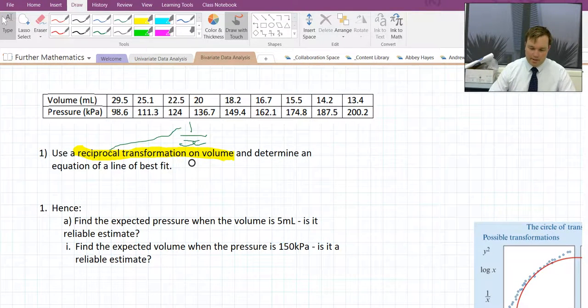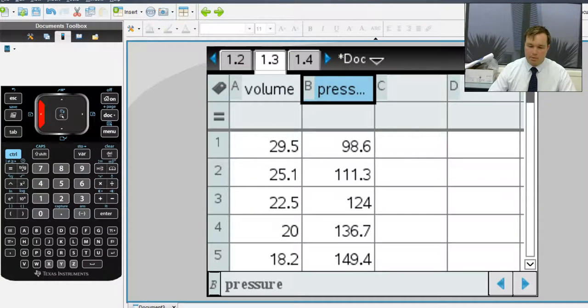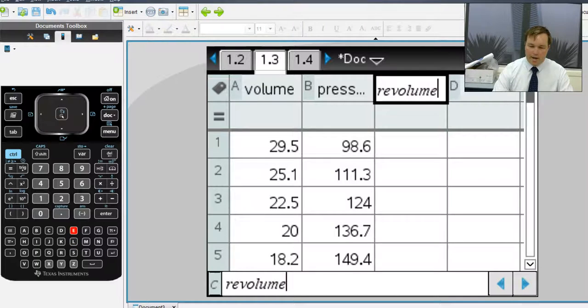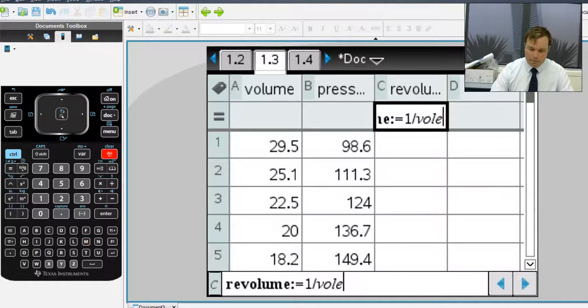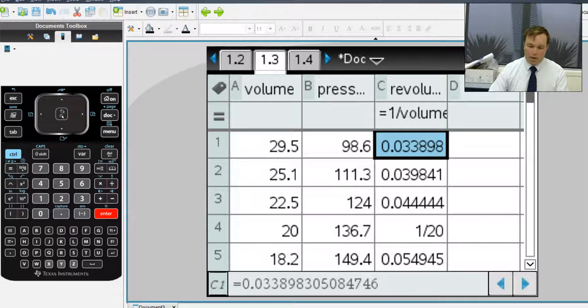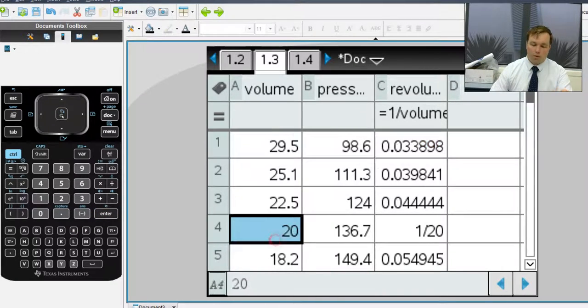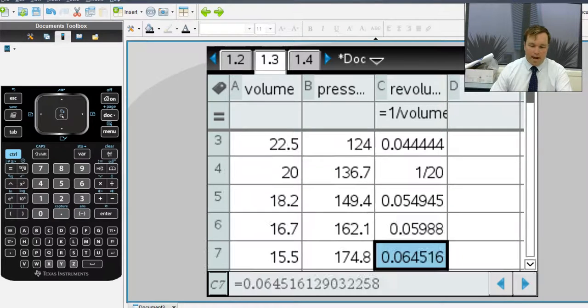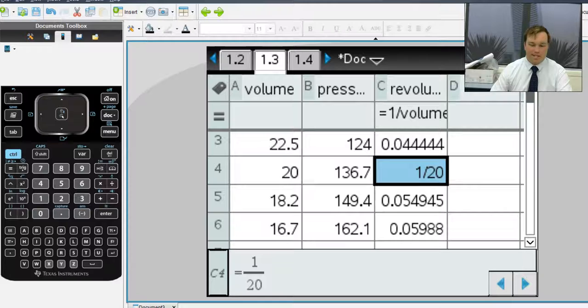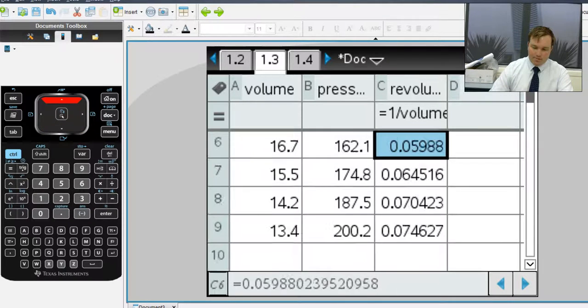Alright, so how do we actually do that in the calculator? Go back to our table. We want reciprocal of volume. Now what you name it is up to you, as long as you can identify that that's the reciprocal of the volume. Then we say, well, I want this to be equal to 1 over volume. That means that this entire column will take the A column and do 1 on. So 1 on 29.5 is equal to that. 1 on 20, unsurprisingly, is equal to 1 on 20. And if there's a mix of decimals and exact numbers here, it doesn't matter, because we have our values.